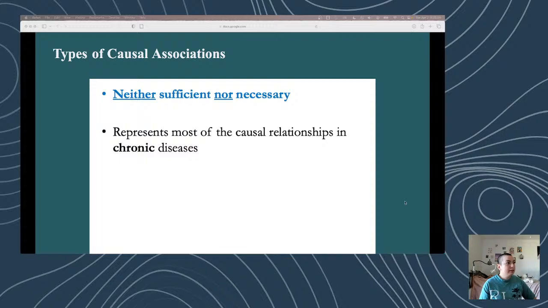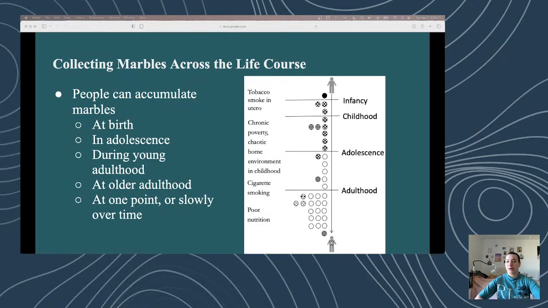And then finally, there are causal associations which are neither sufficient nor necessary, and this represents most of the causal relationships in chronic diseases. Let's look at that. We talked about how you accrue causes of things over your lifespan. We've also talked about life course epi. So that's what we're looking at here, collecting marbles over the life course.